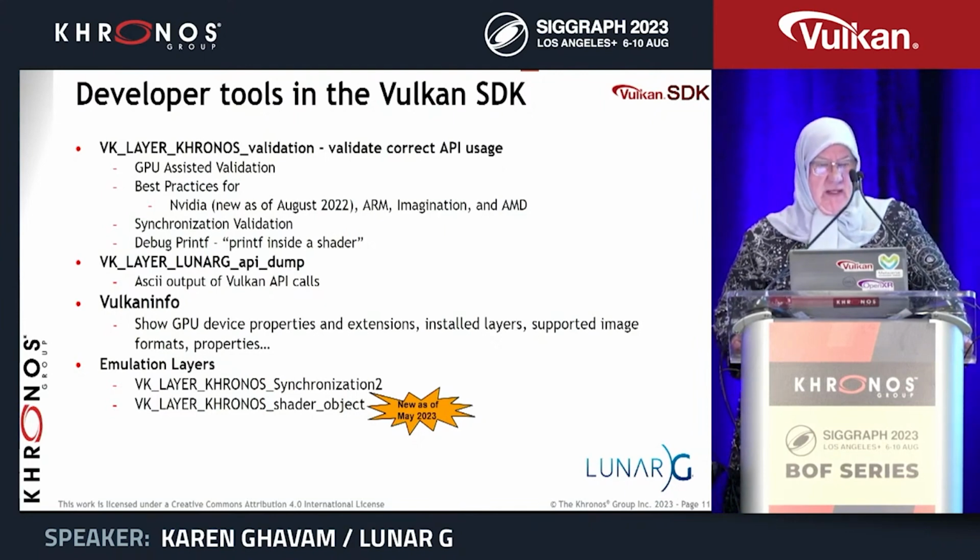Of course, the very, very simple and common layers of API dump. API dump, I think, was the first layer that we ever wrote, and it's just an ASCII output of all your API calls that you've made. Vulkan info shows you GPU device properties, etc. We also include 2 emulation layers currently, synchronization 2. You can use this emulation layer if you're running on hardware that doesn't support the synchronization 2. And just recently added as of May is an emulation layer for the shader object extension.